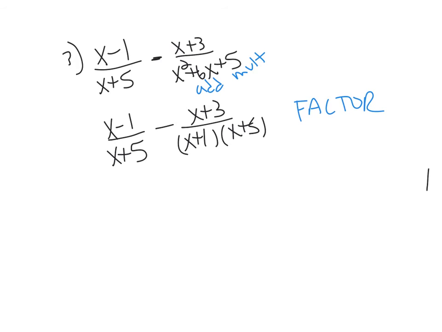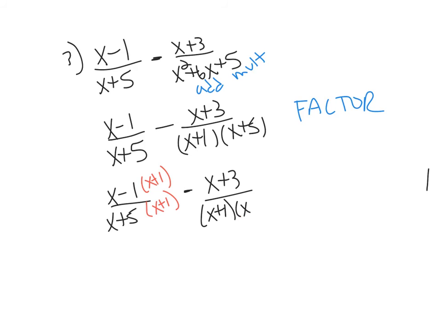So now we need to get a common denominator. So let's look and see what is missing from our first expression. Well, we have an x plus 5. What is missing is the x plus 1. So again, we have a lovely rule in algebra. I can do whatever I want to the bottom as long as I also do that to the top. So we're going to multiply the first fraction, top and bottom, by x plus 1. So here we're just getting a common denominator.